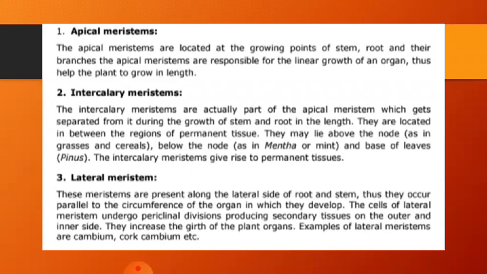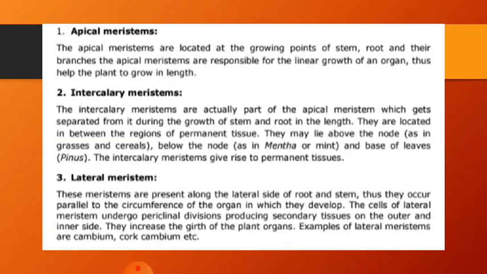Examples of lateral meristems are cambium, cork cambium, etc. Their main function is that they increase the girth of the plant organs, and they are present along the laterals of the roots and stems. So far as these lateral meristems are concerned, they increase the girth of the plant organs.